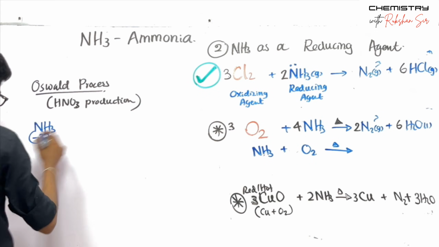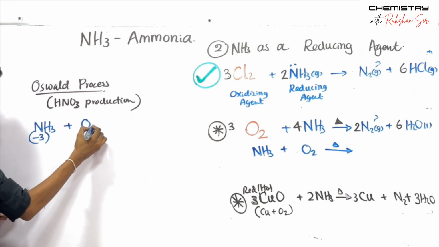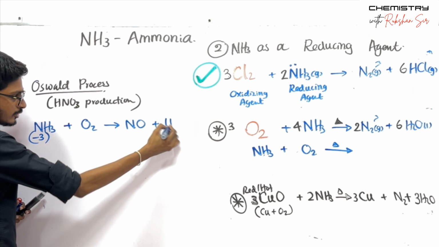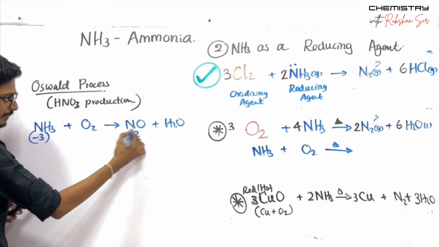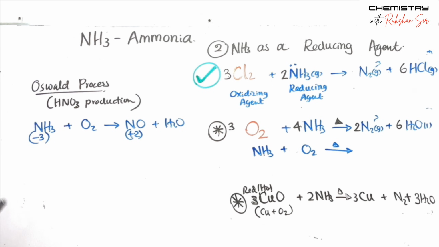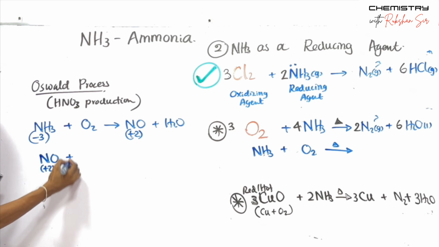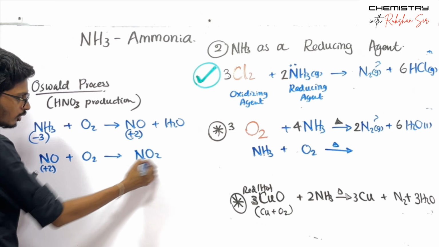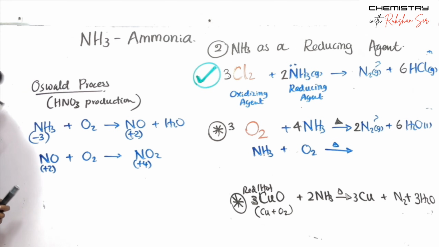So this is the first reaction. NH3 will oxidize with use of O2 to come up with NO and H2O. NO, the +2 oxidation state. This is the first reaction of HNO3 production through the Ostwald process. The second reaction: that NO, the +2 oxidation state, will be oxidized with use of O2 towards NO2, the +4, gradually oxidizing towards +5.